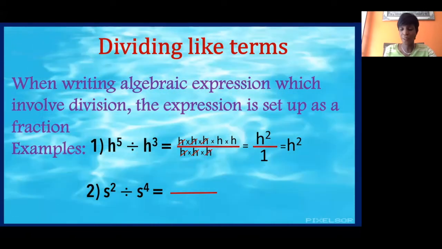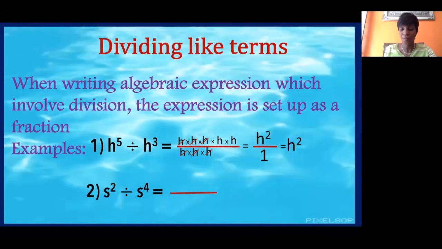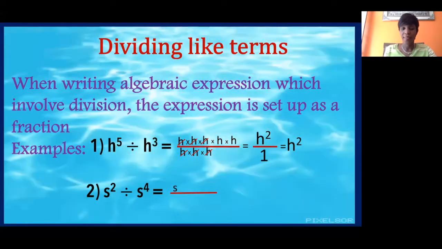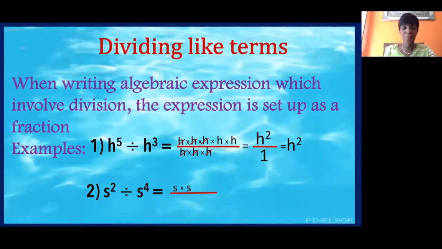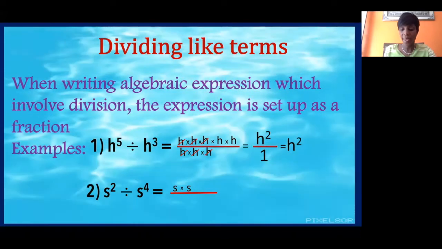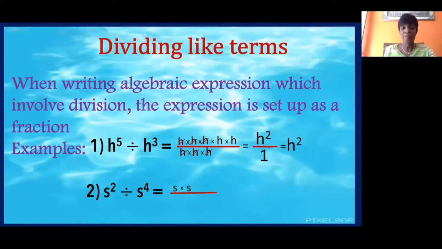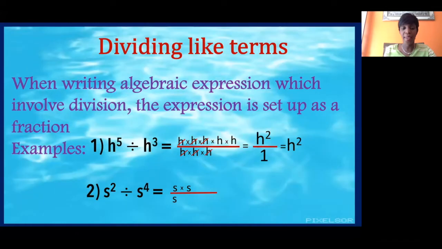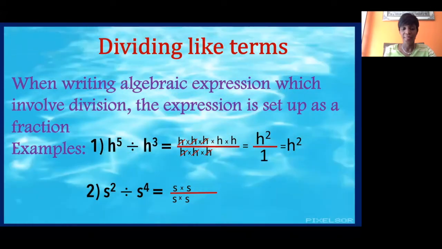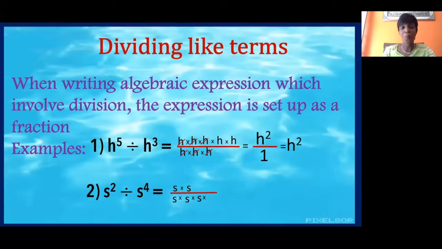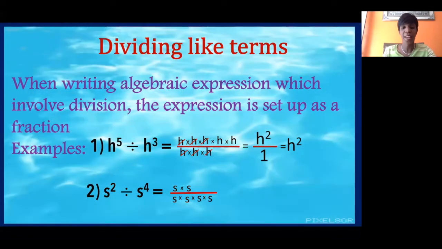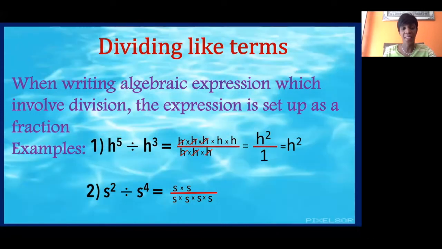So the top of our fraction, what are we going to have? We're going to have S times S. Very good. So S squared means S times S. Let's go to the bottom. We're going to have S times S times S times S. You good? Now, once we have them written, what is our next step?